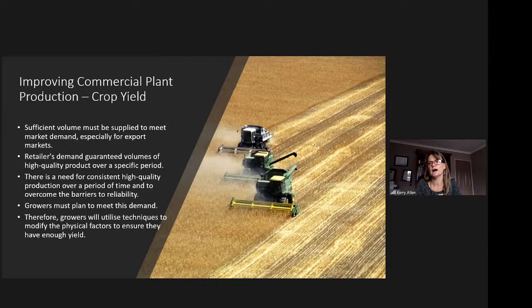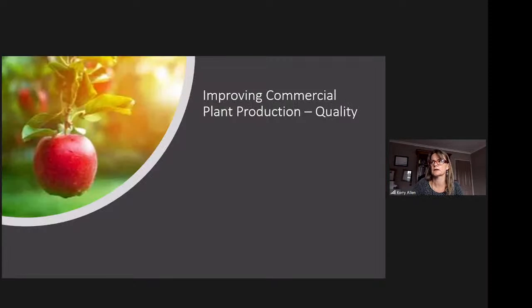So you need to be able to try and manipulate that yield to get that sufficient volume. Most people will try and produce more than they need so that they get what they need. However, some physical factors can be modified to improve that. However, sometimes you can't modify all the physical factors, or it's not economic to do so. So you have to work with what you've got. But ideally, you're going to try and do that to the best of your ability.